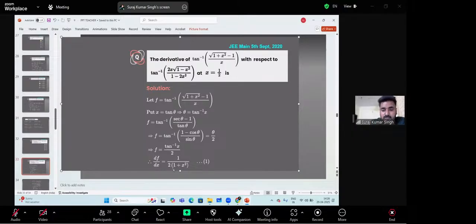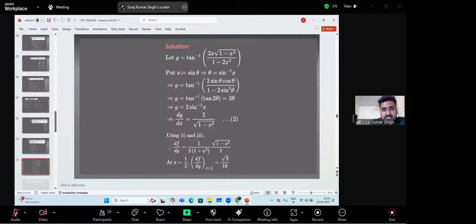Now differentiate: 1 by 2 into 1 by 1 plus x square. Similarly, I'll differentiate this one. Let's suppose this is g. See, g is tan inverse of 2x into root over 1 minus x square by 1 minus 2x square. We can take x as sin theta. Just now I said that if root over a square minus x square type is there, I should write x equals a sin theta.